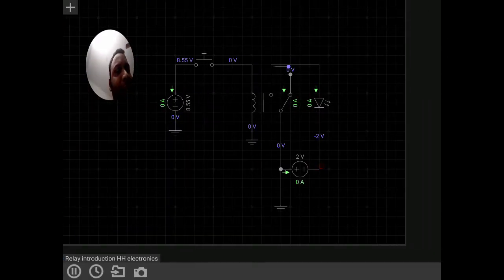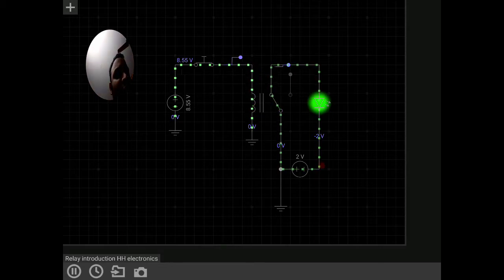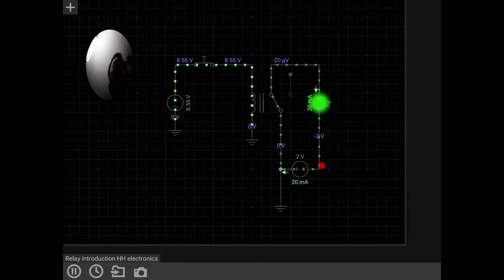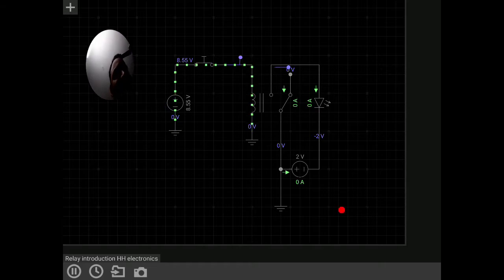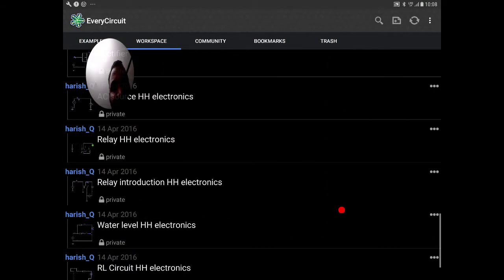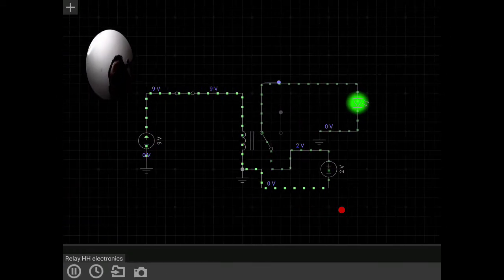This is the relay. You can see that when I close the switch, the current amplifies, and then the current causes the electromagnetic flap to fall, and that opens the switch. Then you close the switch, and you can see the current flowing through the LED. So that's the circuit. This is another relay circuit.